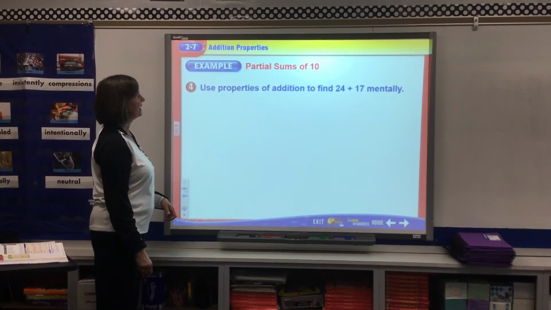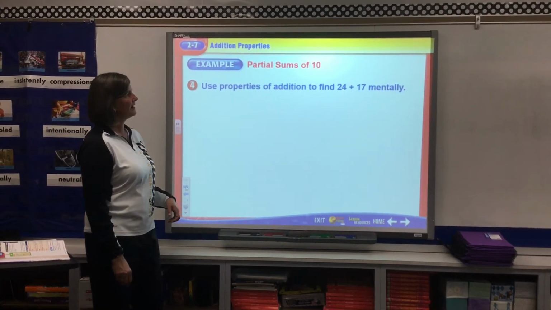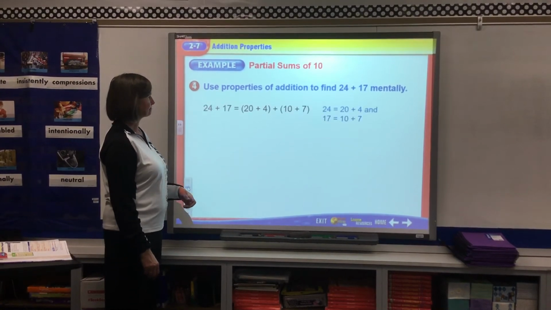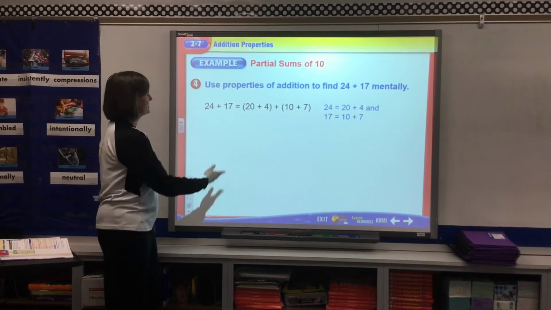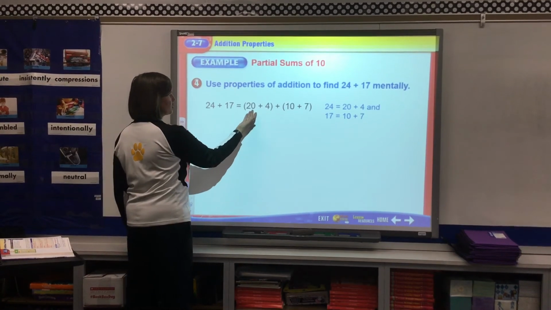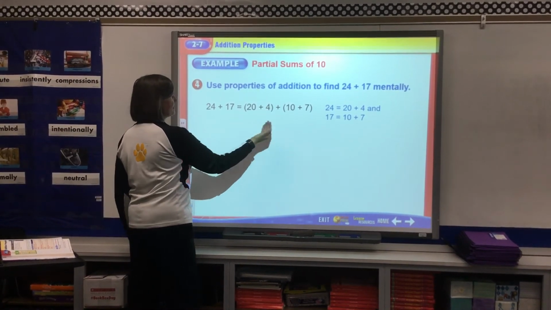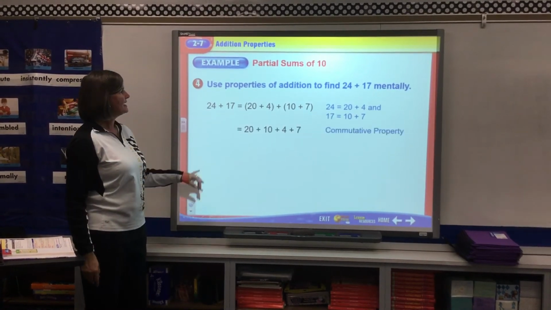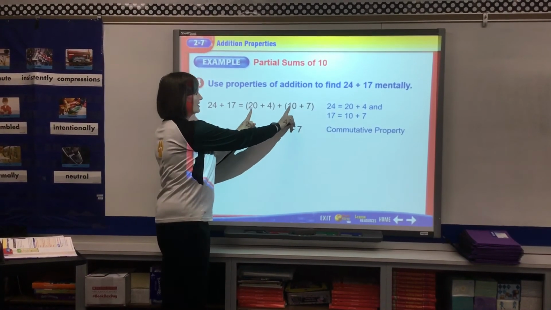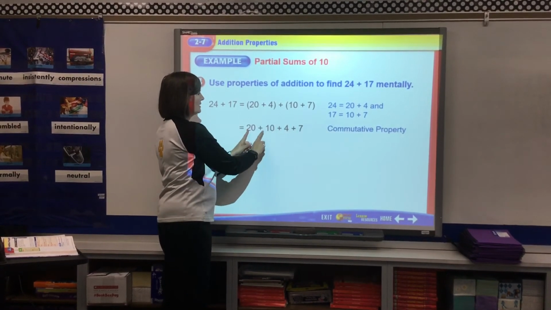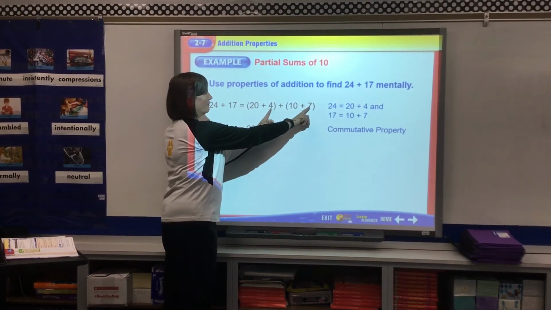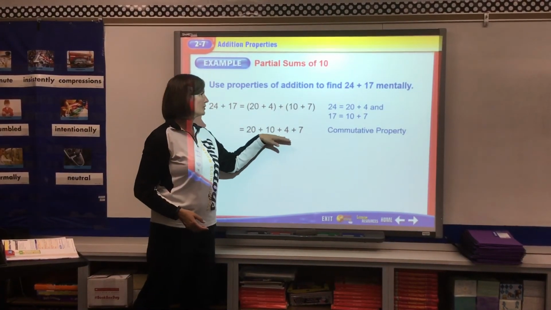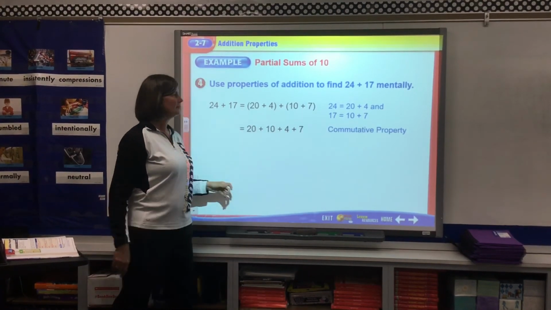Partial sums of 10. Use properties of addition to find 24 plus 17 mentally. So they're breaking each of these numbers down. We know 24 is 20 plus 4. We know 17 is 10 plus 7. Now we're simply adding these together because those are compatible, easy to add, 20 plus 10, and then we'll add together the 4 plus the 7, and that's the commutative property. They changed the order in which they added the numbers, and so that's the commutative property.